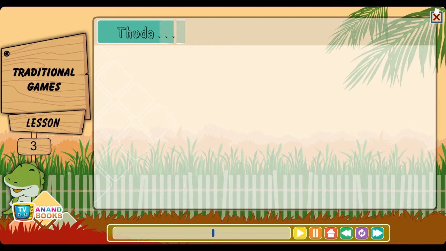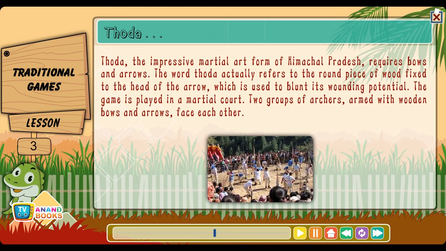Thoda. Thoda, the impressive martial art form of Himachal Pradesh, requires bows and arrows. The word Thoda actually refers to the round piece of wood fixed to the head of the arrow, which is used to blunt its wounding potential. The game is played in a martial court.